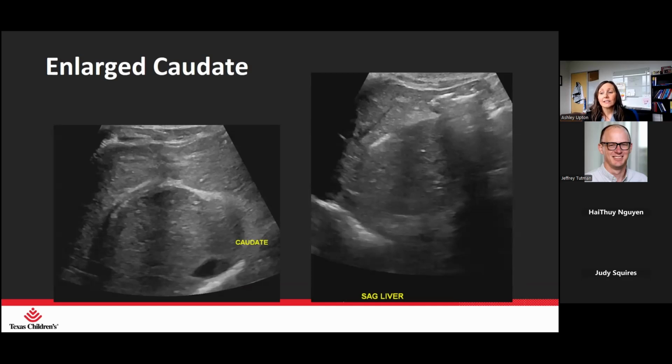So on the left is a transverse view of the left lobe of the liver with an enlarged caudate lobe labeled. It's so large, it could definitely be mistaken for a mass. The image on the right shows the caudate in the sagittal view. You can also appreciate how much smaller the left lobe is compared to the caudate in this patient with cirrhosis.